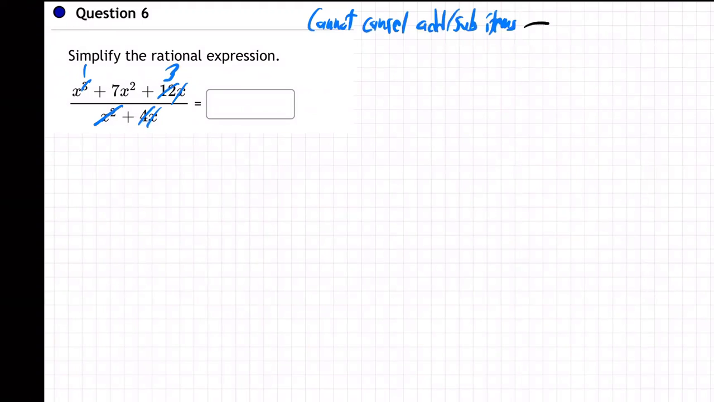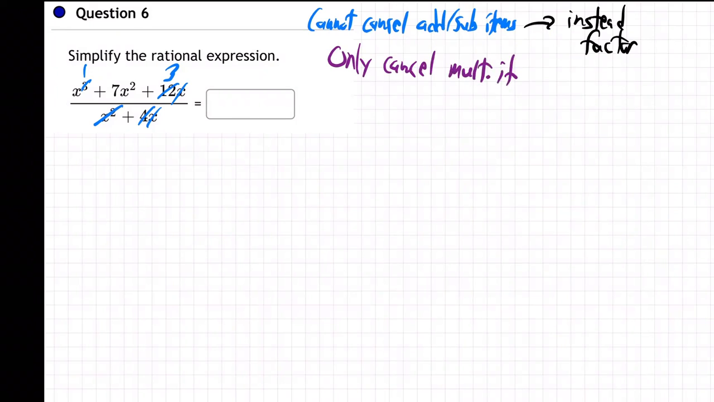Instead, factor, right? You can only cancel multiplied items. So we can't cancel these added, subtracted items. It's just not true. So instead we have to factor. So let's factor the top first. So it becomes two factoring problems, basically. Factor the top, factor the bottom.